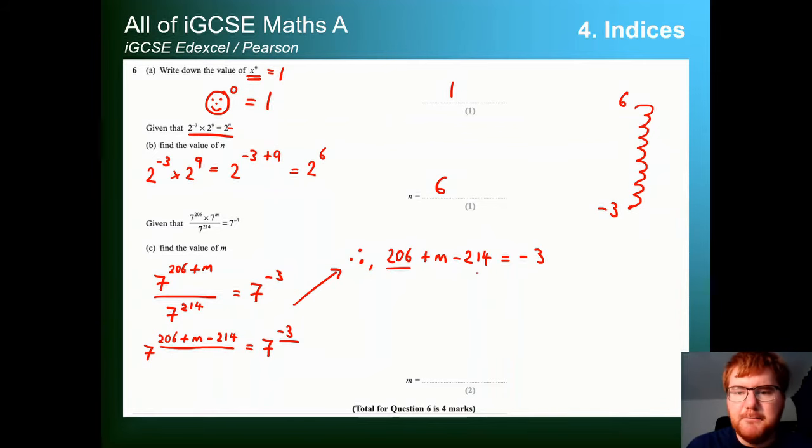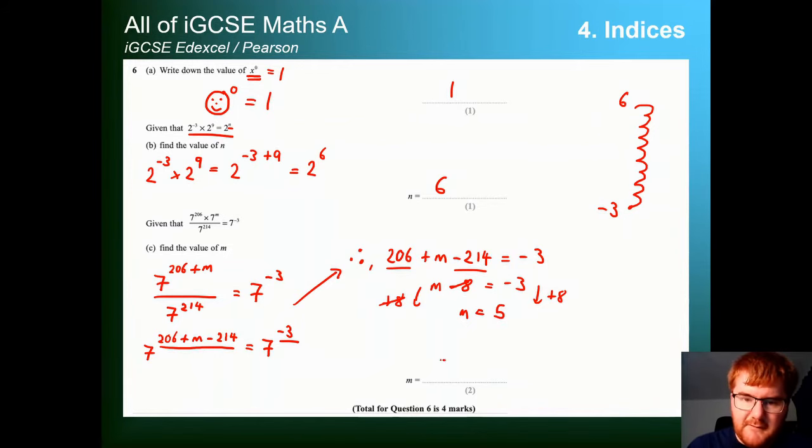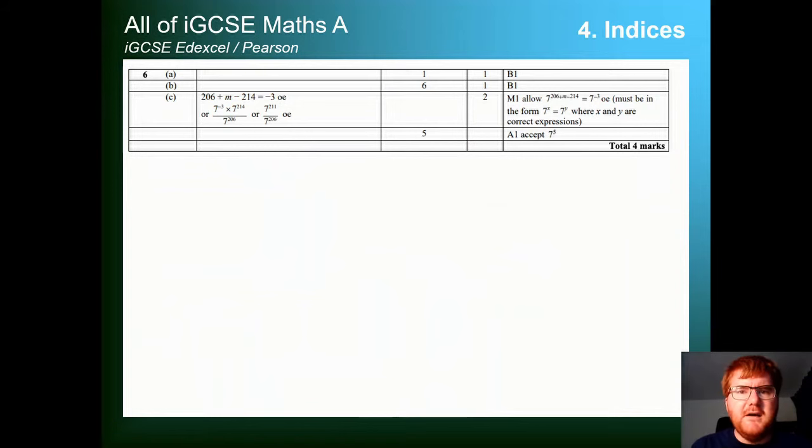So 206 minus 214, that's minus 8. And then what's the opposite of minusing 8? Well, we want to add 8 on both sides. This cancels, leaving us with m. And then minus 3 plus 8 is equal to 5. So our final answer here, to get the 2 marks down here, is m is equal to 5. Now you can see the mark scheme there, and you can see how they've worked it out there. And they've used an equation method too.